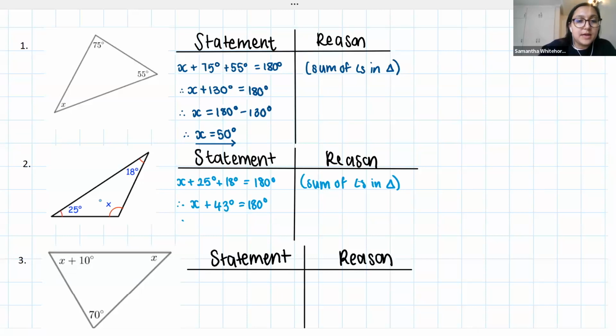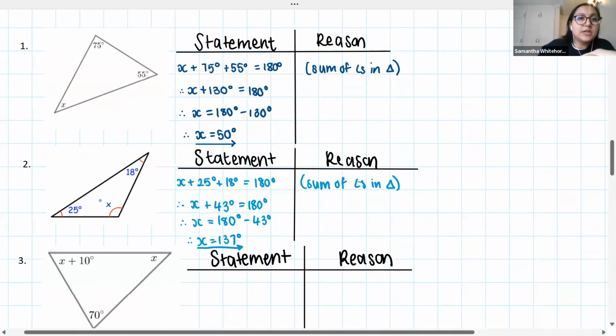And again, I'm solving for x. So inverse operations, I'm going to subtract 43 on both sides. So 180 minus 43 degrees. And that gives me that x is equal to 137 degrees. So question 2, our answer there should be 137.